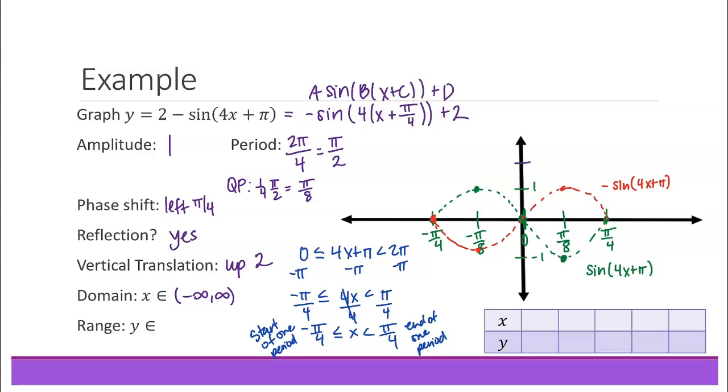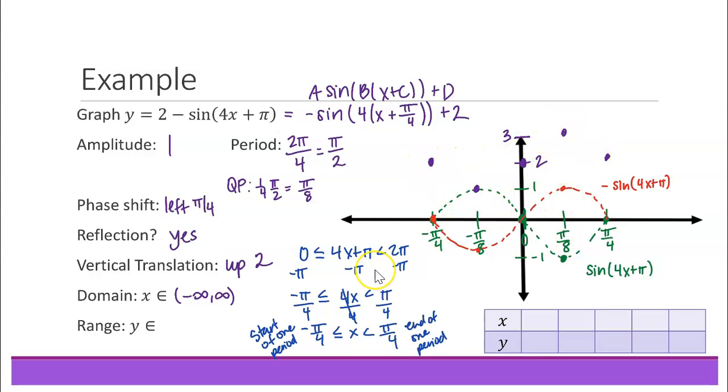So let's go ahead and add a couple of extra tick marks here. Let's see, so 0, 0 will move up to 0, 2. And then my other x-axis points, let's just move those first. Negative pi over 4, 2, positive pi over 4, 2. My negative pi over 8, negative 1 will go up to negative pi over 8, positive 1. And then here I was at pi over 8, 1. If it goes up 2 units, it's going to go up to 3. So I have pi over 8, 3.